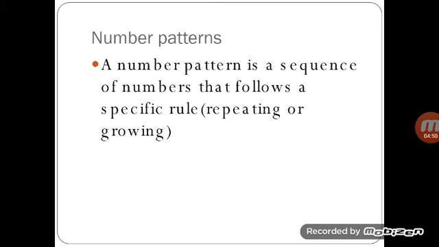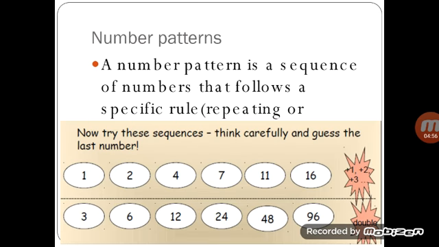A number pattern is a sequence of numbers that follows a specific rule, either repeating or growing. For example, you can see 1, 2, 4, 7, 11, 16. They don't have a common difference, but they are increasing with a pattern. From 1 to 2 they add 1, from 2 to 4 they add 2, from 4 to 7 they add 3. Plus 1, plus 2, plus 3, plus 4 and plus 5, and hence for the next term after 16 we will add 6. So the next term would be 22.